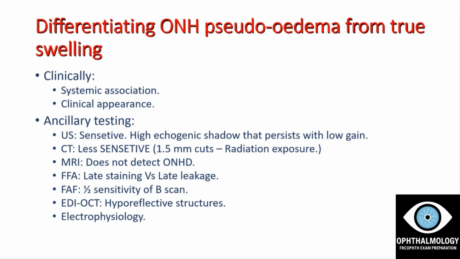Ultrasound is a second most sensitive tool for diagnosis of optic nerve head pseudoedema. It shows a highly echogenic shadow that persists with low gain even if you lower the gain, just like detecting a retinal detachment and differentiating it from a posterior vitreous detachment. The echogenic shadow just remains. So this is very important. It's accessible to every one of us out of hours, but it needs an experienced hand.